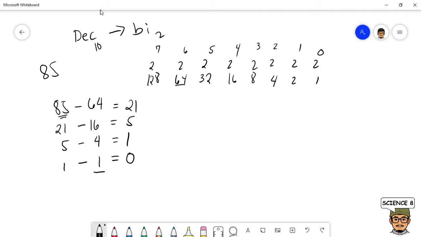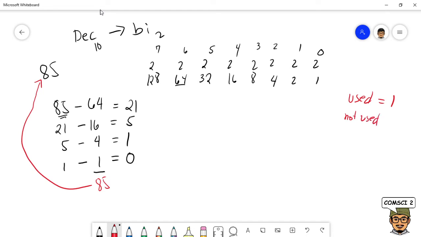Take note that if we add the numbers that we used from the powers of 2, they should be equal to 85, our given decimal number. The next thing we have to do is interpret the numbers that we used on the powers of 2 as 1, and the numbers that we did not use as 0. So let's note here, used is 1, not used is 0.